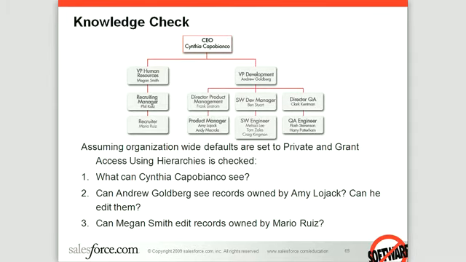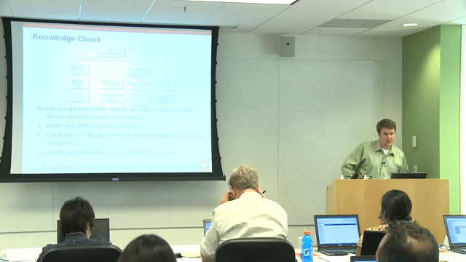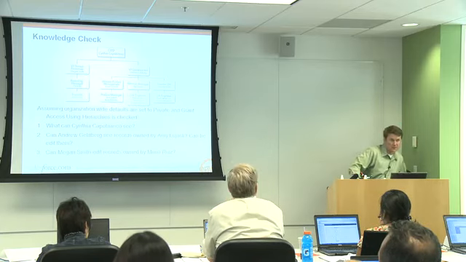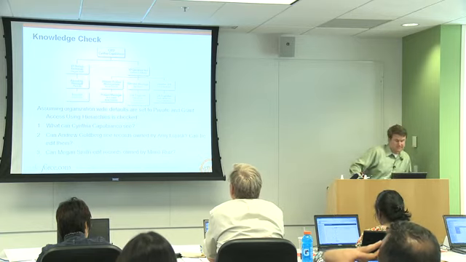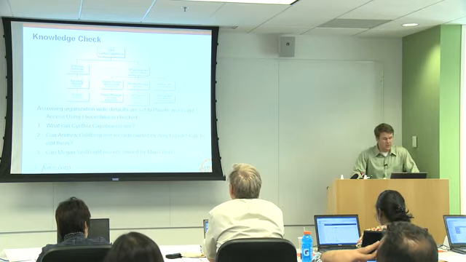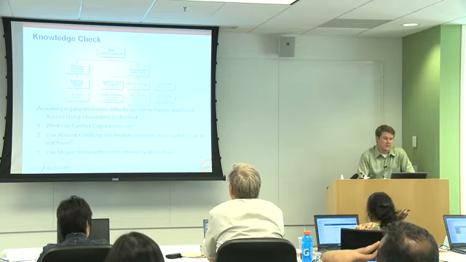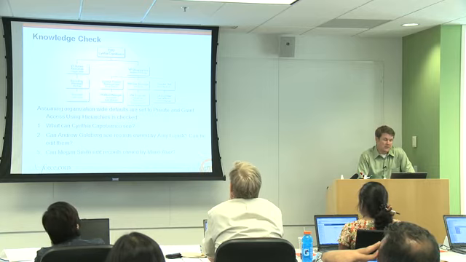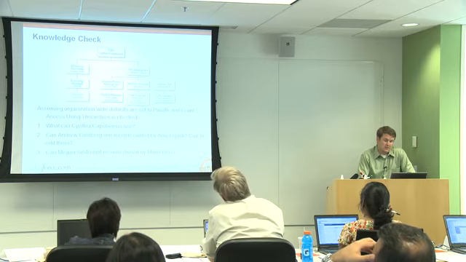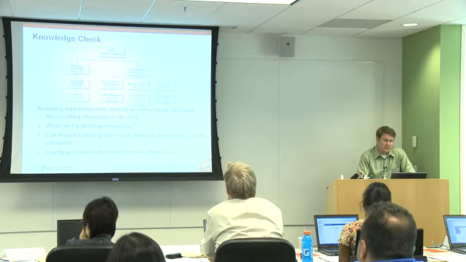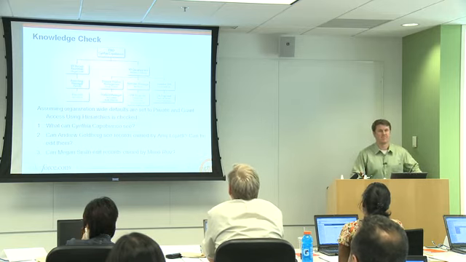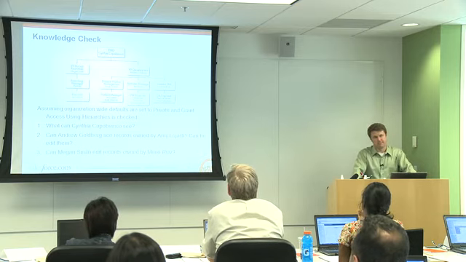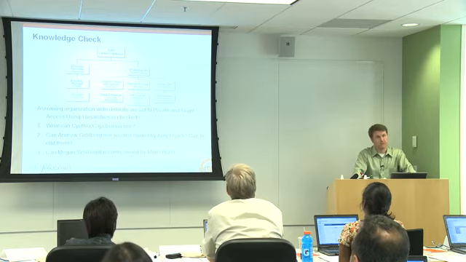Talon, are you ready to do a question? So assuming that org-wide defaults are set to private. Let's pretend that org-wide defaults aren't turned on, and grant access using hierarchies is checked. What can Cynthia Capobianco see? And do you see Cynthia? I think she will see everything. She'll see everything, yeah. So everything rolls up to her.